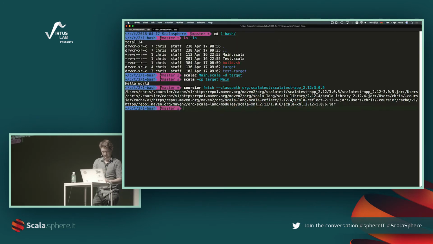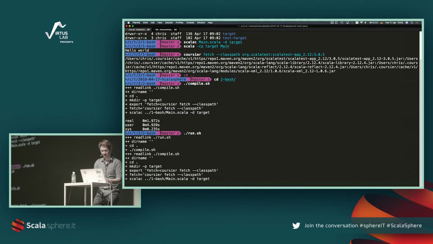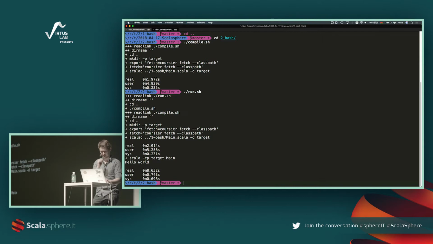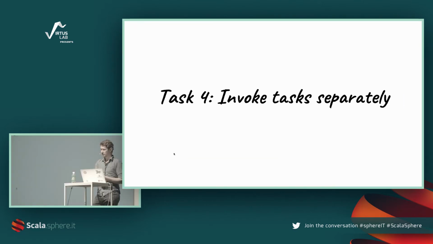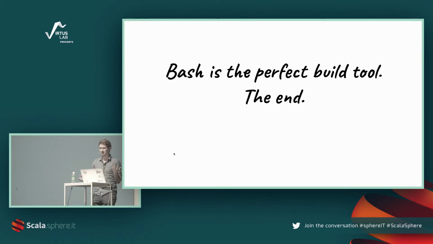So if we go into do.compile, I configured the bash script to give a bunch of meta information. We saw it compiled, and then if we run, we can also run it or test. So even breaking it up into separate tasks is not too hard with bash, right? So maybe bash is the perfect build tool. It was very easy to get these things done, right? The end.